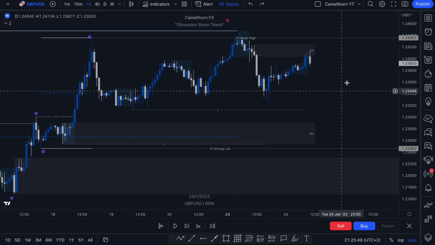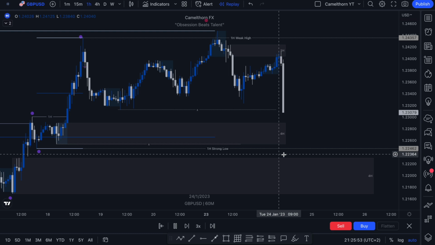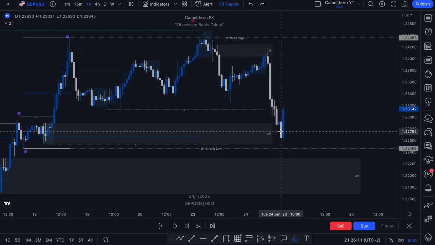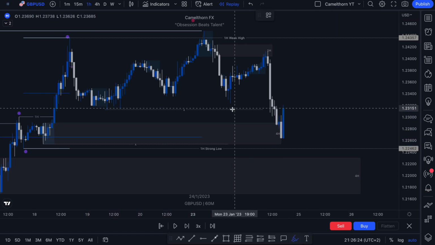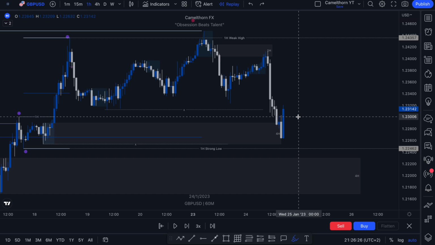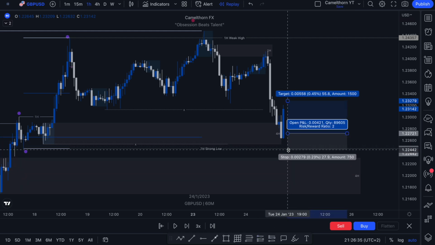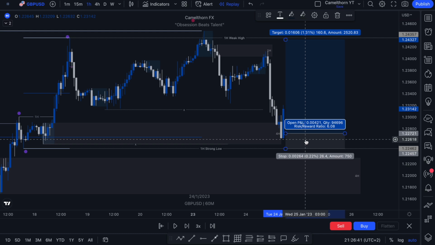So what we can do now, from a 1 hour point of view, is allow price action to play forward. We can see that price action shoots all the way down towards our 4 hour demand zone, grabbing our liquidity in the process. So if you were that swing trader that decided to place your buy limit order either at the midpoint or the open of your 4 hour demand zone, you would have now been tapped into this particular trade.